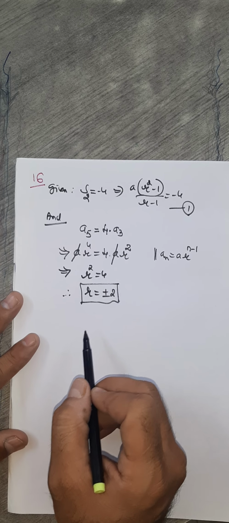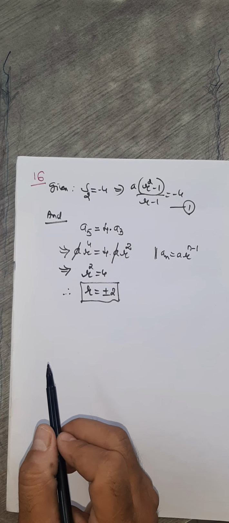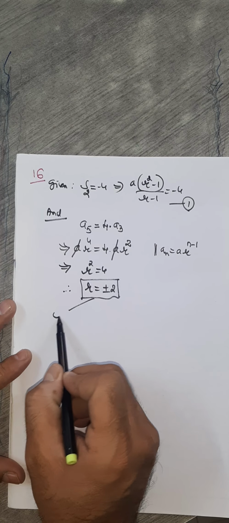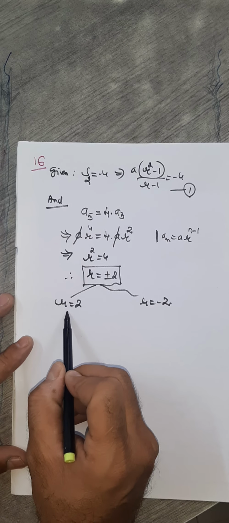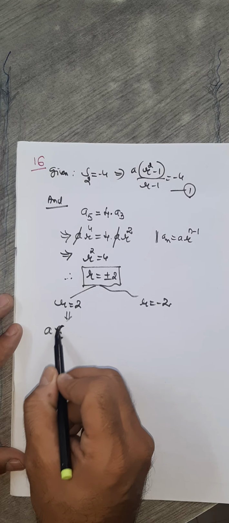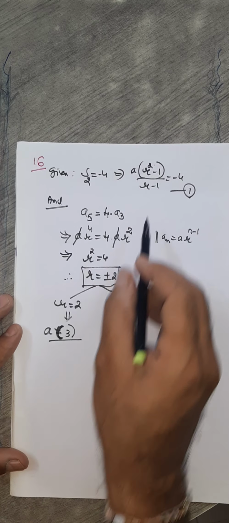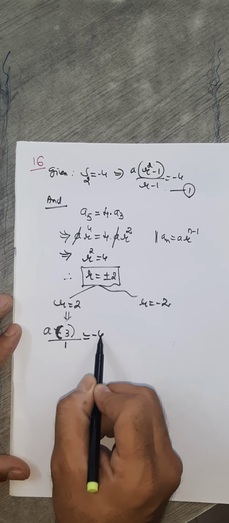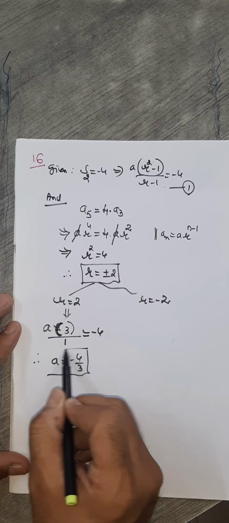Fine. Now we put these two values, plus or minus 2, in the above equation and we'll get a. So here you have two possibilities. If r is 2, you will get a, and if r is minus 2, you will get a. So by equation 1, a into r squared, that is 3, upon 2 minus 1, that is just 1, equals minus 4. And therefore a equals minus 4 by 3. So one possibility for a is this.